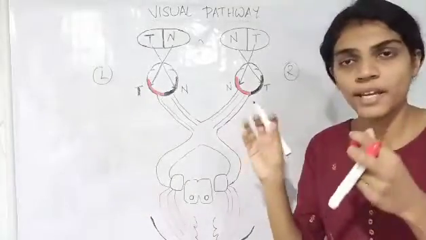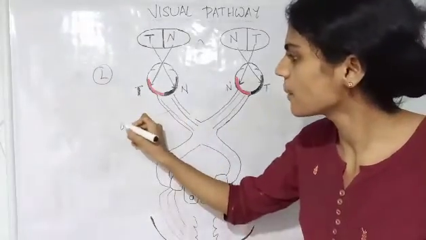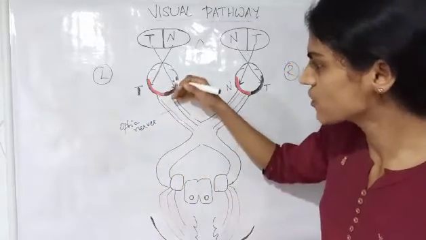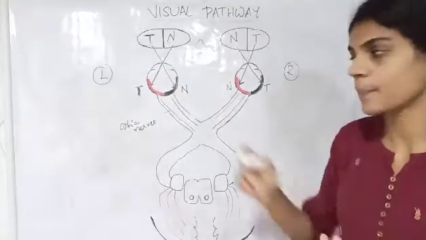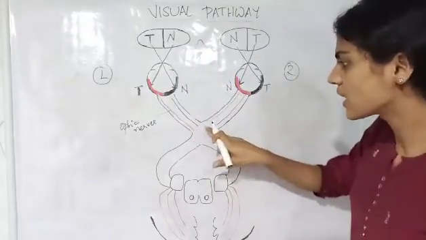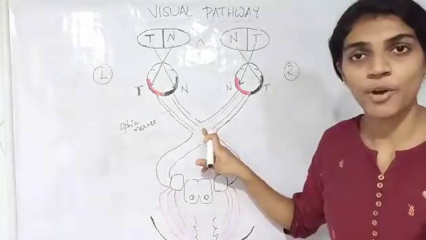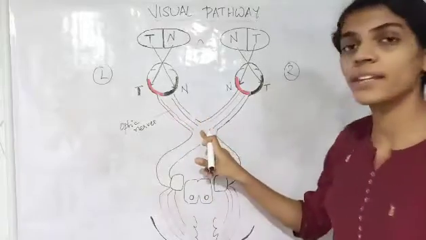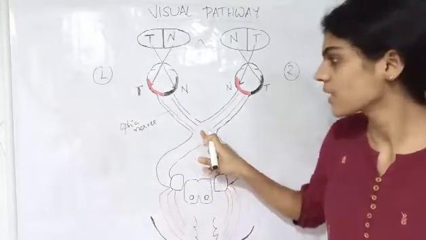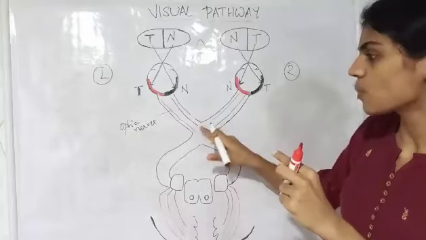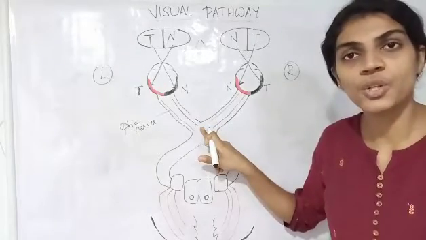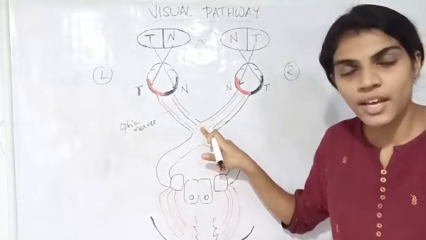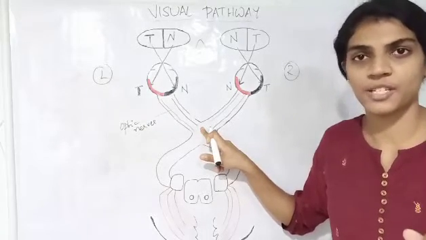These are optic nerves carrying impulses from the retina. When these optic nerves reach a point, where is that point? In the forebrain. When these optic nerves reach the forebrain, what happens? Some of the optic nerves cross to the other side, and some do not cross; they follow the same tract.